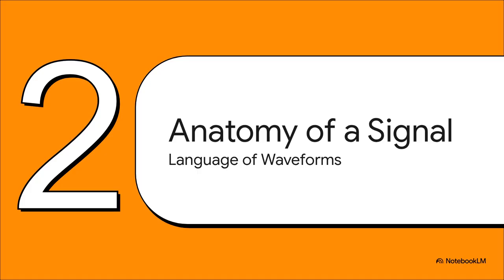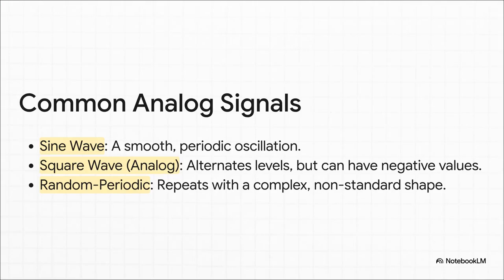Okay, so we get the basic idea of analog versus digital, but what do these things actually look like? If we could somehow see the electricity, what would we see? Well, that's where we get into the anatomy of a signal, the language of waveforms. So analog signals can come in all kinds of flavors. You've got your classic smooth sine wave, you've got more complex repeating shapes, and then you have, wait a second, a square wave? Doesn't that look digital?